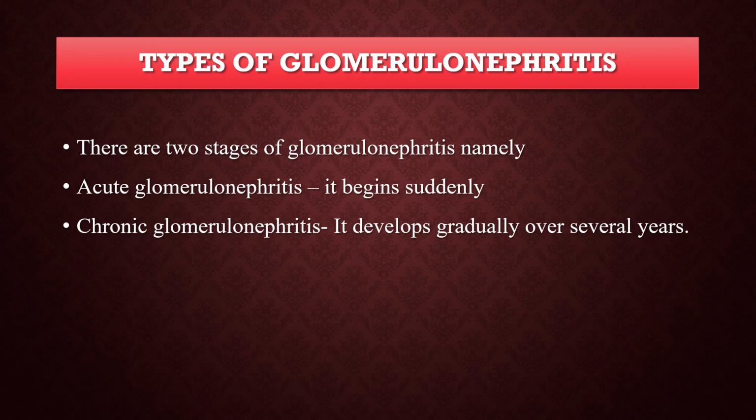Types of glomerulonephritis. There are two types of glomerulonephritis, namely acute and chronic. The acute condition begins suddenly, and the chronic condition develops gradually over several years.